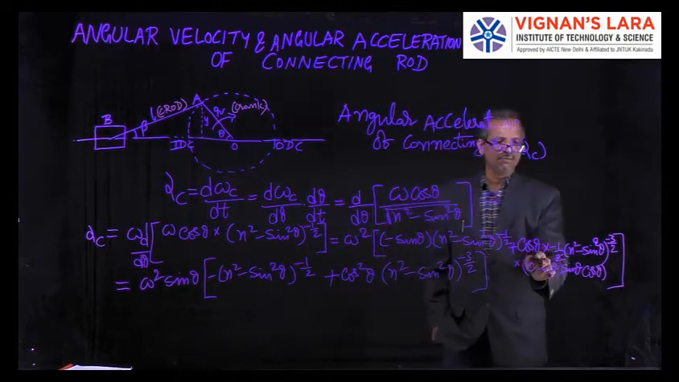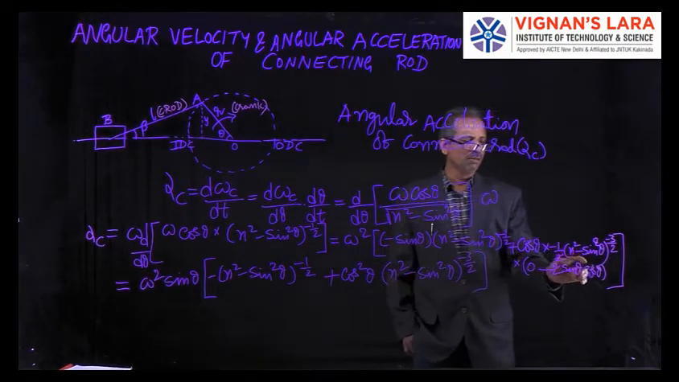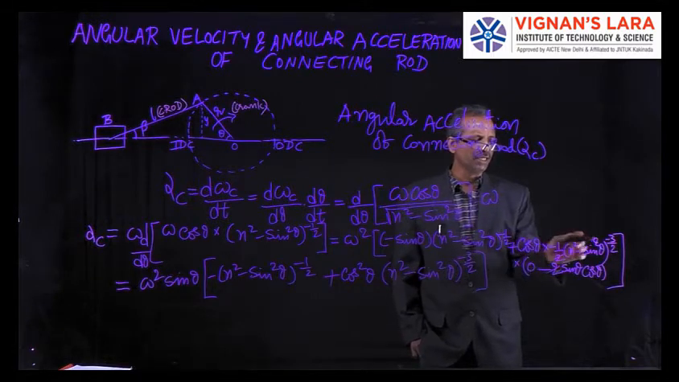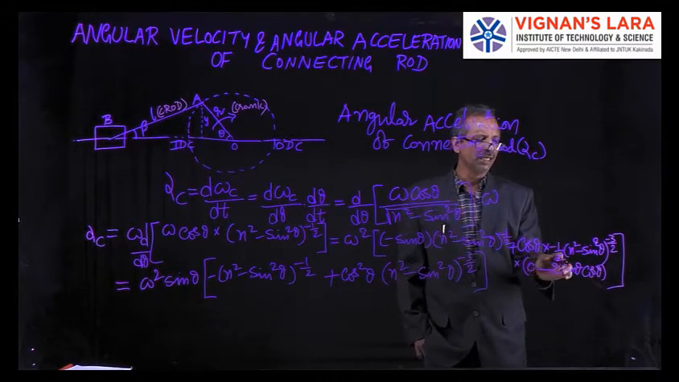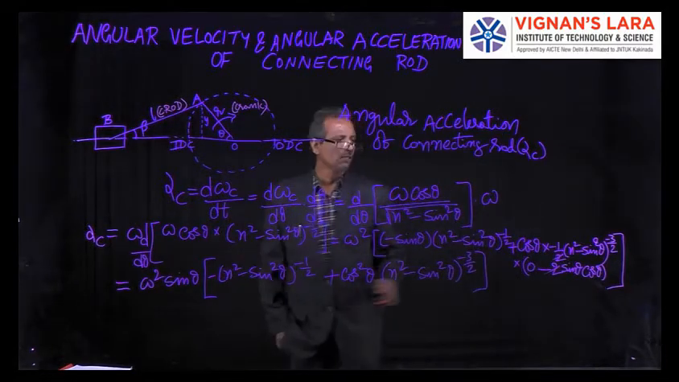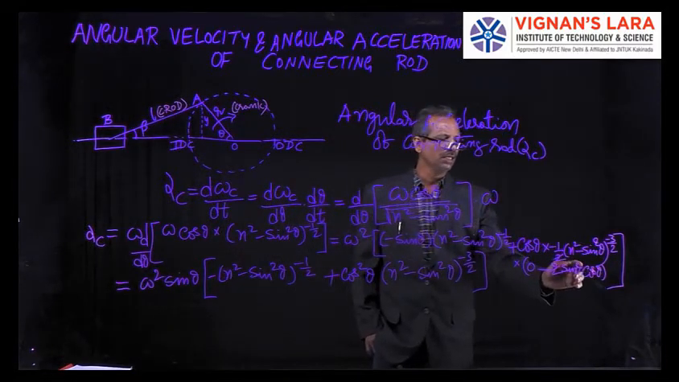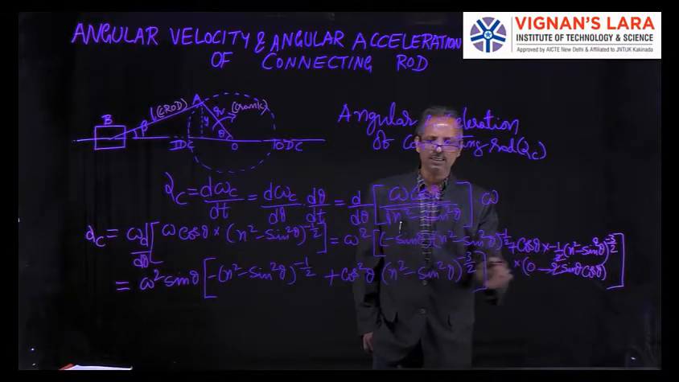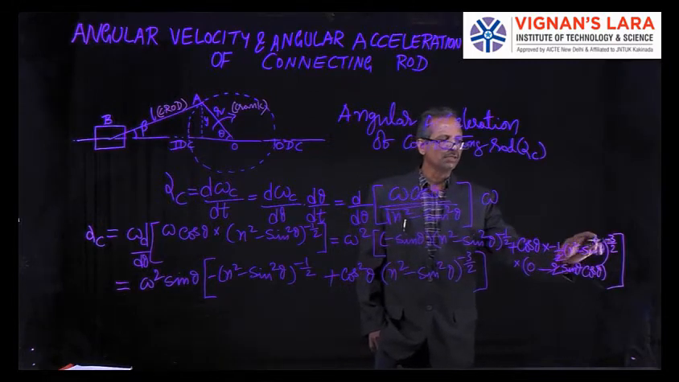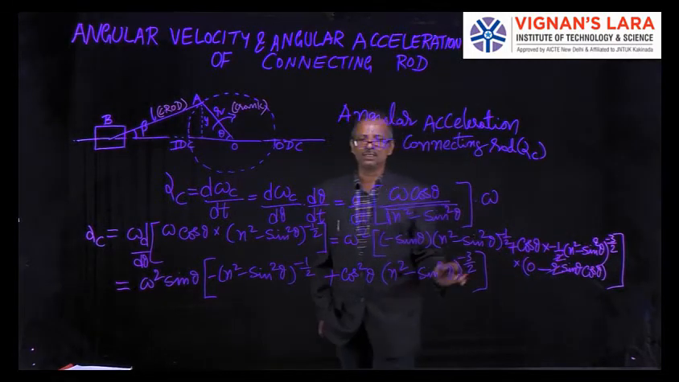So let us see what we did. So we have multiplied by 2 sin theta cos theta into this. So 2 get cancelled. Then what you have? Sin theta is already taken out. Then cos theta is there. Cos theta into cos theta, cos square theta. Here minus and minus, so that becomes plus cos square theta into root n square minus sin square theta to the power of minus 3 by 2.